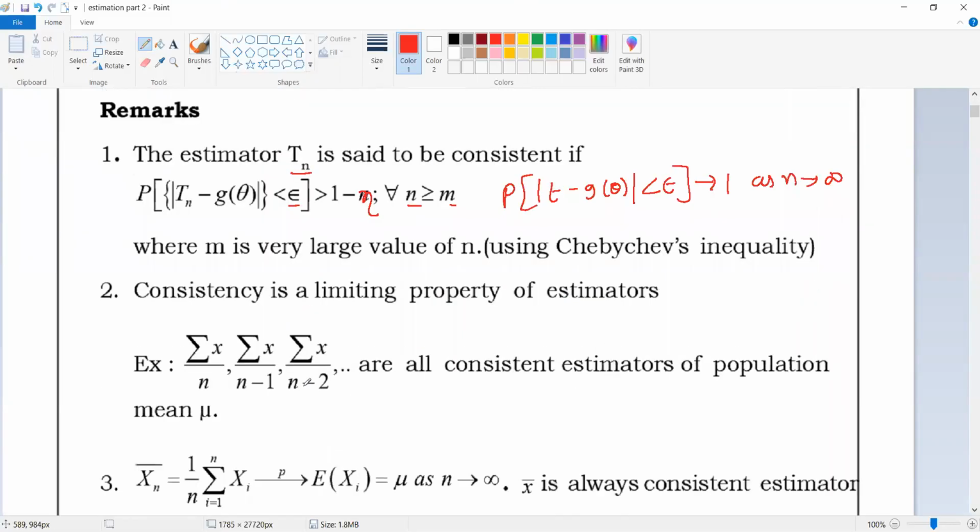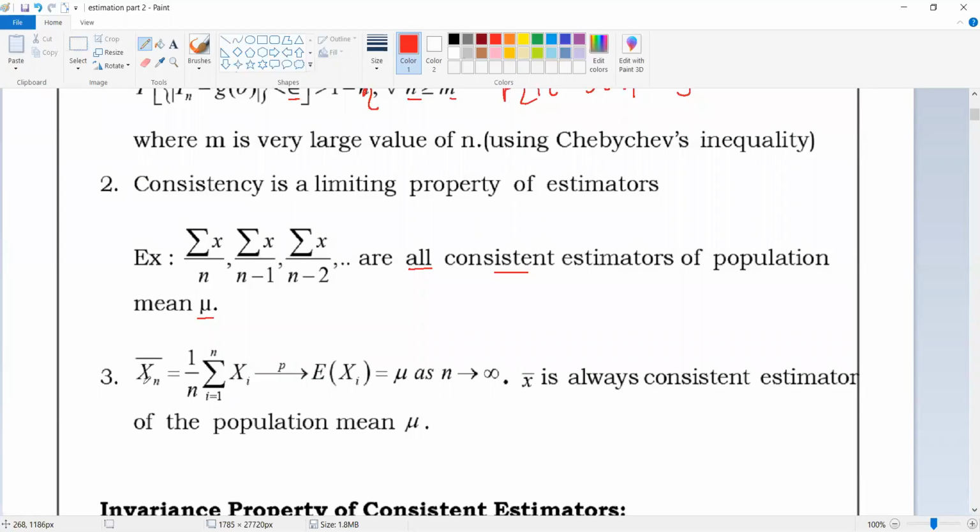Consistency is a limiting property of estimators. Summation xi by n, summation xi by n minus 1, summation xi by n minus 2 are all consistent estimators of the population mean mu. So this summation xi by n converges to mu, summation xi by n minus 1 converges to mu, summation xi by n minus 2 converges to mu, converges in probability. So here is the limiting property of estimators.